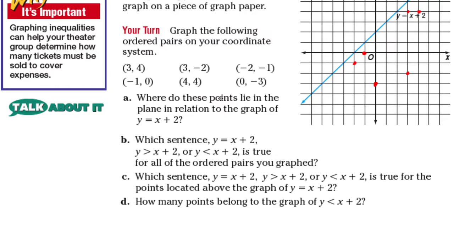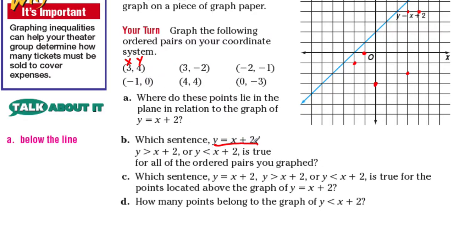The first question is, where do these points lie in the plane in relation to the graph? We know that they all lie below the line. So which sentence, y equals x plus 2, y greater than x plus 2, or y less than x plus 2, is true for all the ordered pairs that you graphed? So we want to try this out. These are our ordered pairs, and if you represent the first number of an ordered pair as x and the second number as y, we need to find out which of these sentences will be true using these ordered pairs.